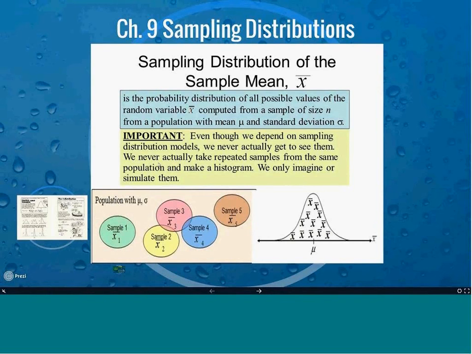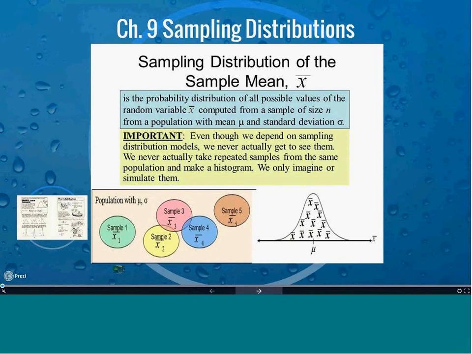It's very important for you to note that even though we depend on the sampling distribution model, we never actually get to see it. So you need to have this imaginary bell-shaped curve in your mind, because we never actually take repeated samples from the same population and make a histogram, we just imagine and simulate them. But I already asked you to draw histograms and do sampling from the first and second WebEx sessions, so now you have an idea how we eventually use this bell-shaped curve. Any questions so far?